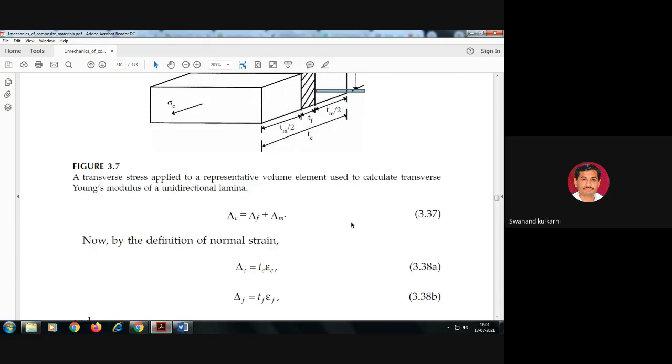That we will have to see. Is it okay? So delta is the deformation happening in the composite material. If delta C is the deformation of the composite material, then delta F and delta M: delta F is the deformation in the fiber, plus delta M is the deformation of the matrix material. So this delta C is equal to delta F plus delta M. So deformation of composite material is equal to deformation of fiber plus deformation of matrix here.